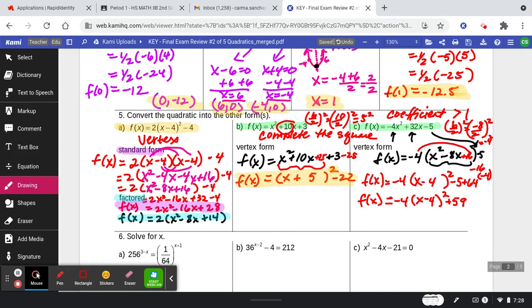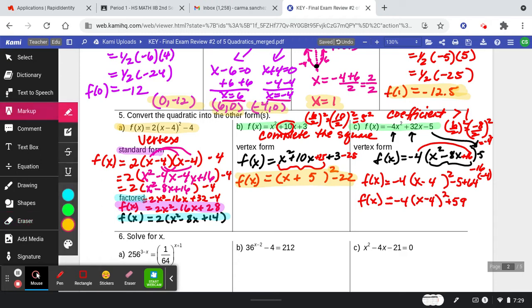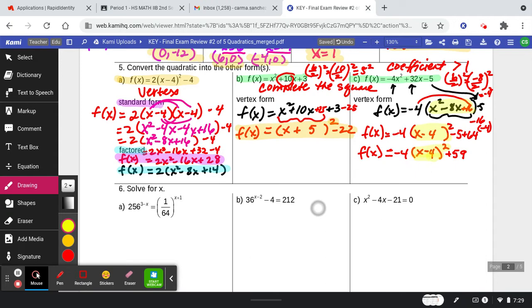If you're not sure how I just got that, remember how we do the factoring where we say what times what equals 16 and adds up to a negative 8? And we'd say it's negative 4 and negative 4. So it's the x minus 4 squared factors. And so this right here comes from this perfect square trinomial by factoring it. Okay, we're done. That was called converting between forms.